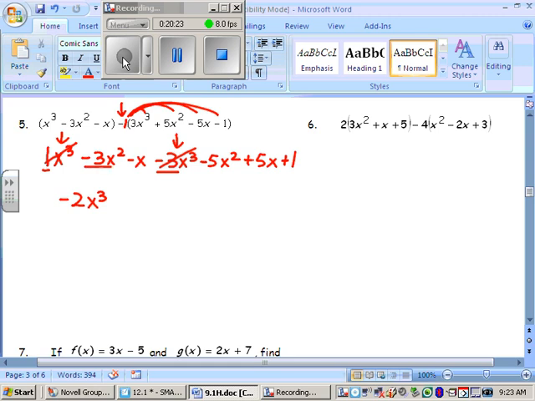From there, we'll move to the negative 3x squared and negative 5x squared. Adding their coefficients together, negative 3 plus negative 5 is negative 8x squared. We then have negative x and 5x, or negative 1x and 5x. So negative 1 plus 5 is positive 4x. And then our constant will be at the end.